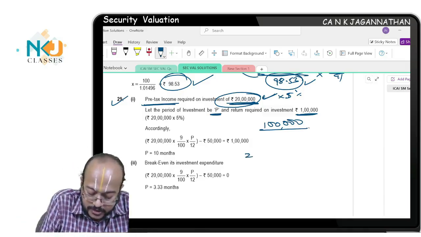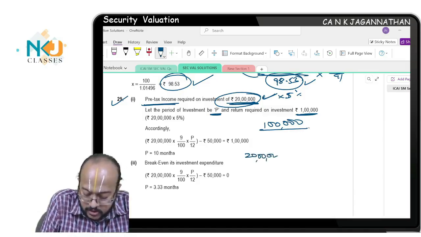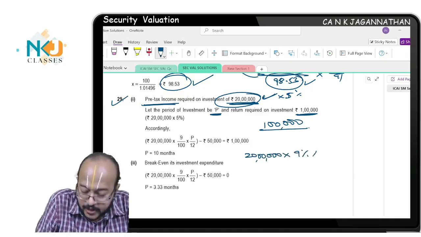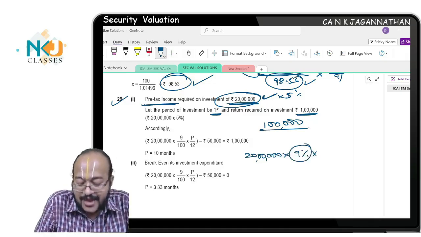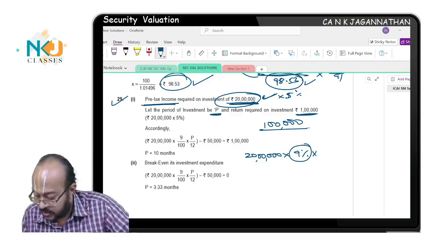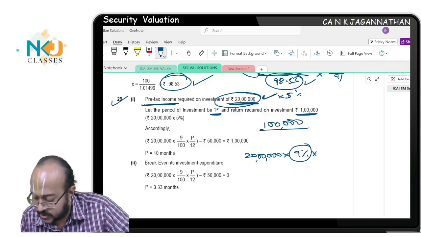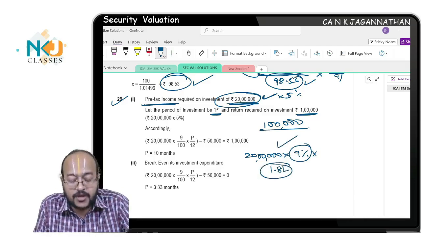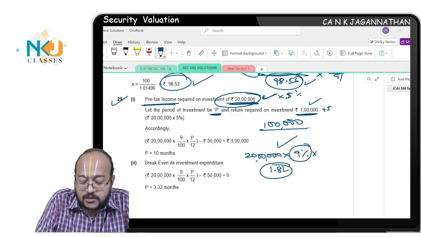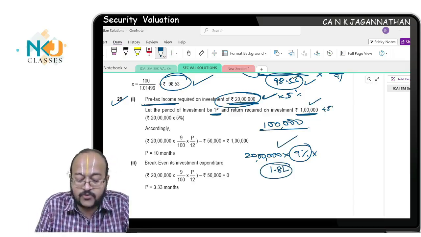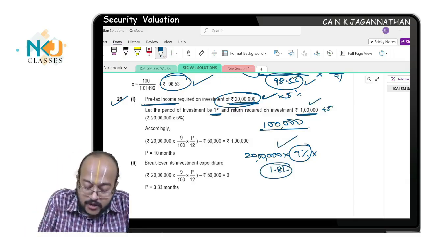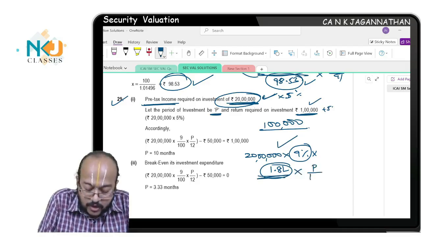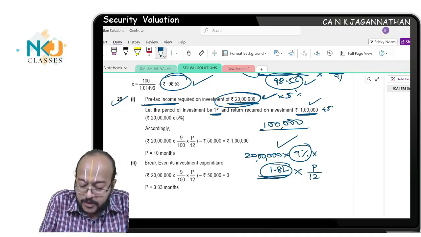Upon 20 lakhs invested, into 9% annually, if you multiply 20 lakhs into 9%, how much? 1.8 lakhs will be the annual income. But I need only 1 lakh plus 50,000, 1.5 lakhs only. See, if you invest for the whole 1 year, you will earn 1.8 lakhs. But you only need investment for less than 1 year, which means P by 12. I will find out 1.8 into P by 12.